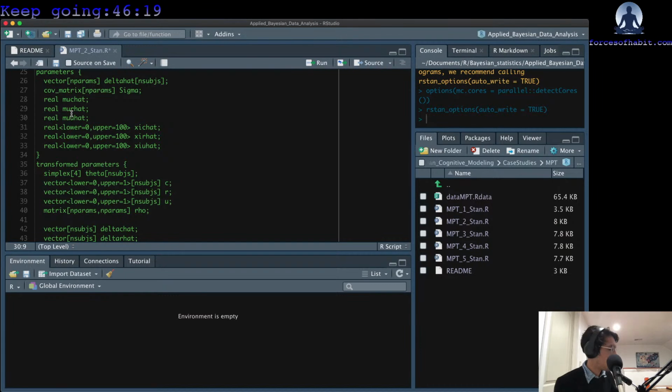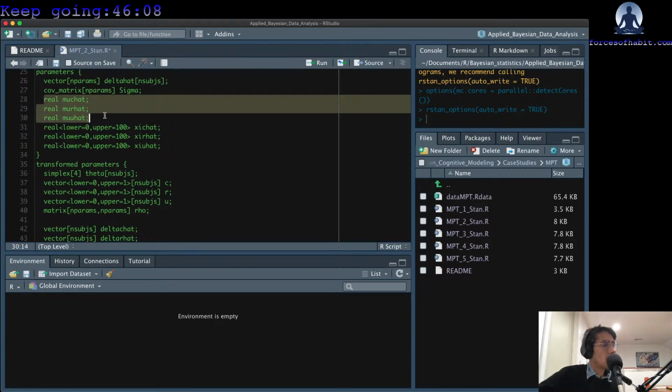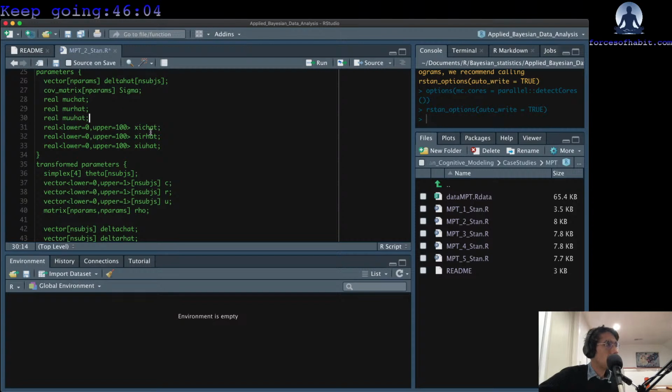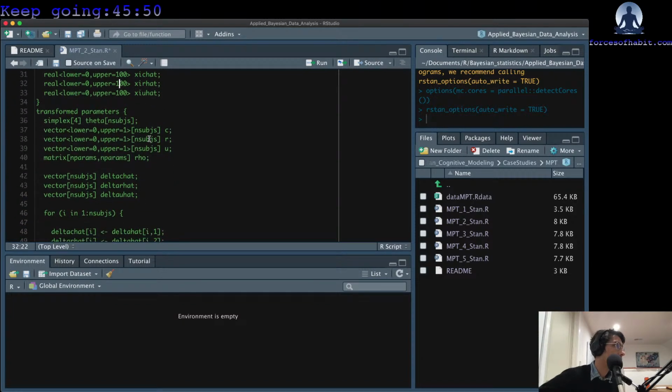Just a continuous variable. So this is three unbounded continuous variables representing the estimations of mu for each of the three parameters, the main parameters from the multinomial processing trees model. And now we have these, zero to 100. And now we're transformed.